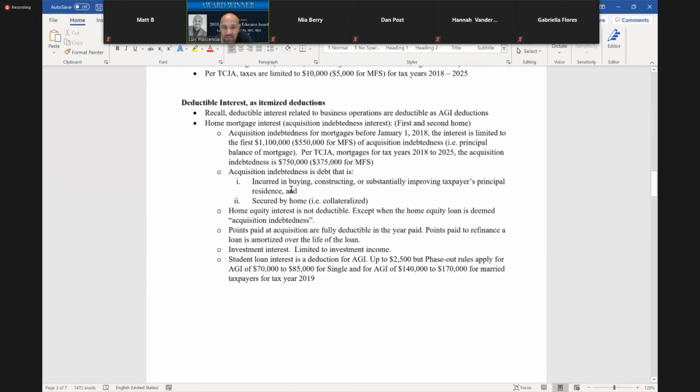Acquisition indebtedness is incurred in buying, constructing, or substantially improving the taxpayer's principal residence. So home equity interest can still qualify. By the way, that section has always been in there. Now they're actually more specific on it. When people say home equity interest is not deductible, that's sort of true. I guess the loophole here is that so long as it's used to substantially improve or remodel your residence, then it is deductible.